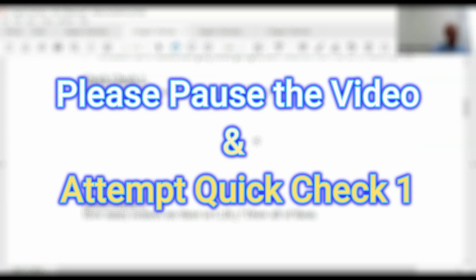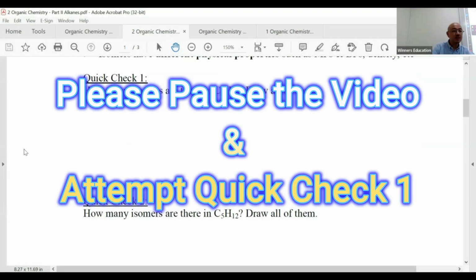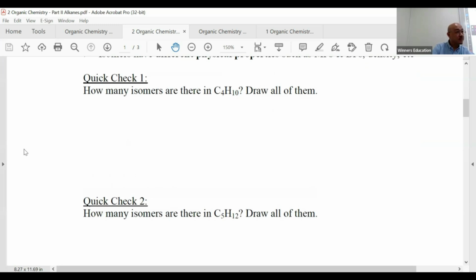First one I do for y'all, because I want to guide you through. Ready? Now, if this question comes out in the exam: how many isomers are there in C4H10? Draw all of them. Your first thing to do is to catch this molecular formula and then ask yourself what is the general molecular formula, based on what you have learned. You don't have a lot, right?